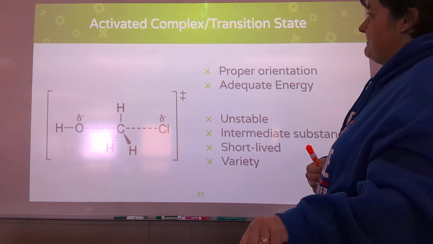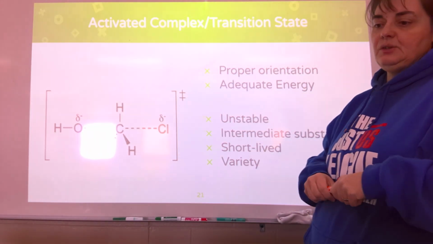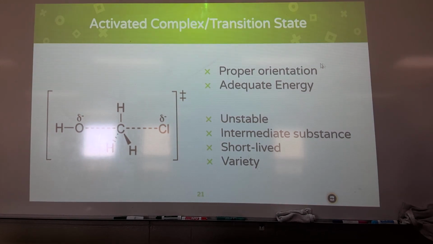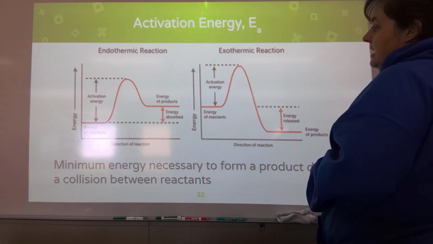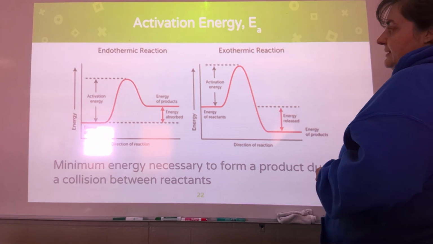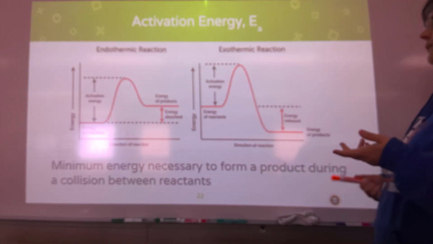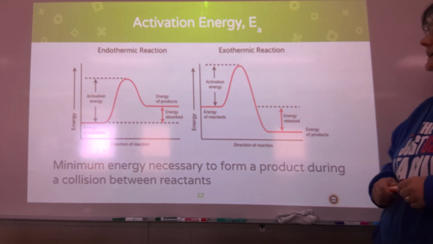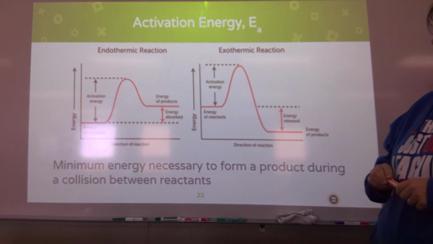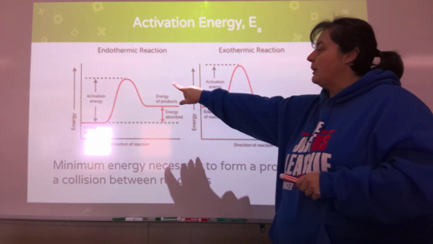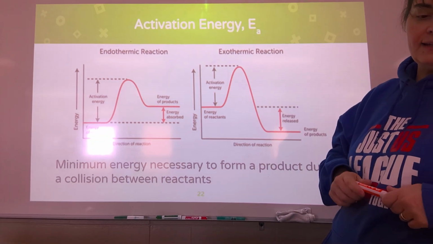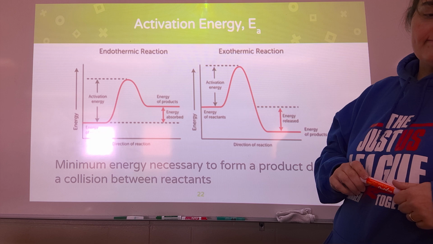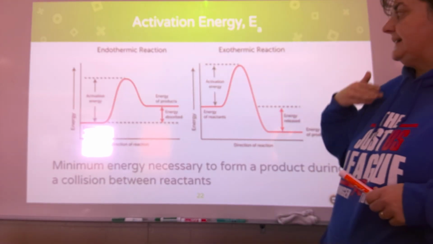So what happens then is you end up with, and I hope this looks familiar from anatomy, these graphs that indicate an activation energy. This is the amount of energy that is required to form a product when you have reactants colliding with each other. And at the peak of both of these graphs, this is where you would have that activated complex or transition state exist. And it's going to take a certain amount of energy to get to that point.